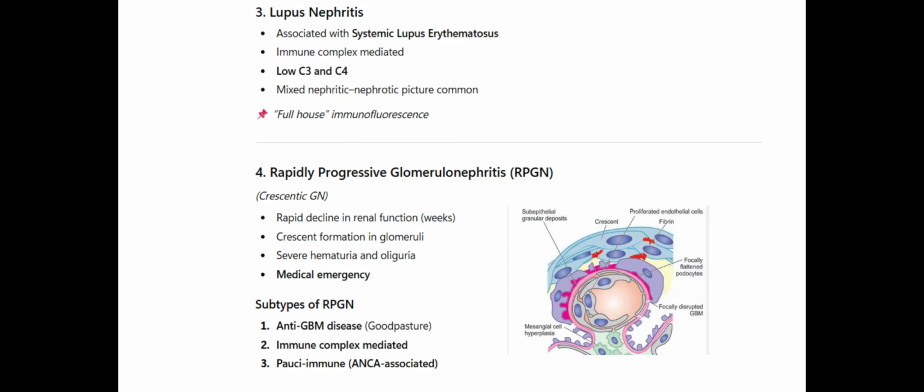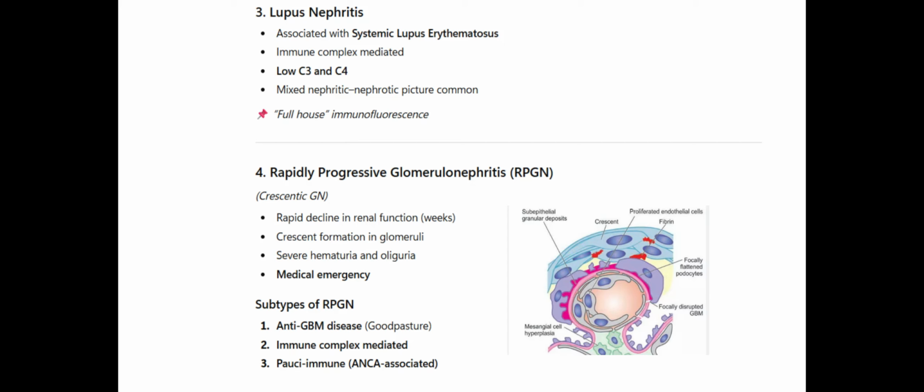Rapidly progressive glomerulonephritis is a severe and life-threatening form of nephritic syndrome characterized by rapid loss of kidney function over days to weeks. It is marked by crescent formation due to proliferation of parietal epithelial cells and infiltration of inflammatory cells in Bowman's space. Rapidly progressive glomerulonephritis is classified into three main types: anti-glomerular basement membrane disease, immune complex mediated disease, and pauci-immune glomerulonephritis associated with ANCA-positive vasculitis.